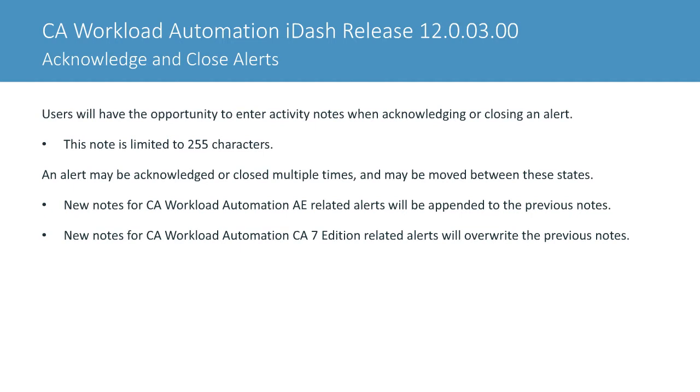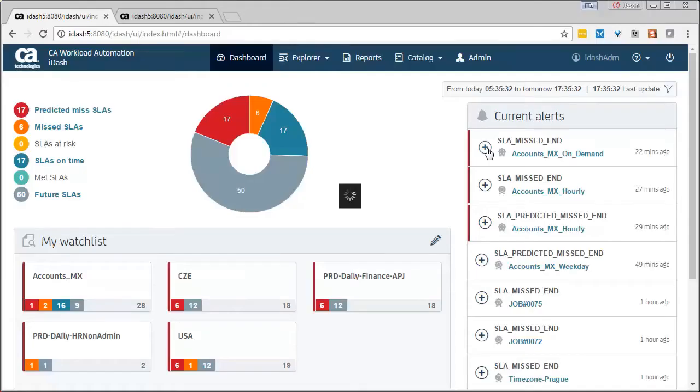New notes for CA Workload Automation AE related alerts will be appended to the previous notes when acknowledging or closing the alert more than once. New notes for CA Workload Automation CA7 edition related alerts will overwrite the previous notes. Now let's take a look at a short demonstration.